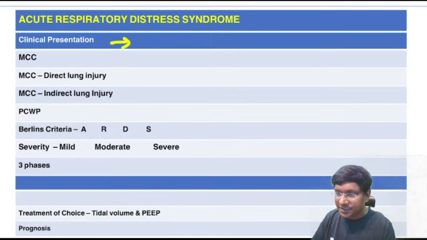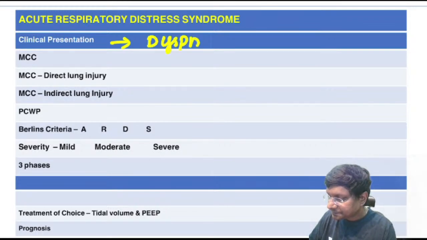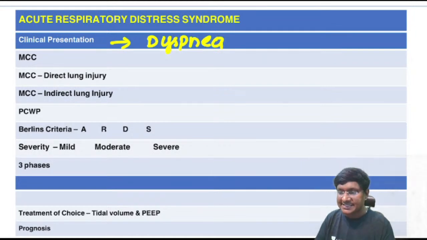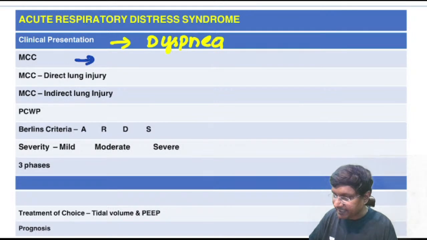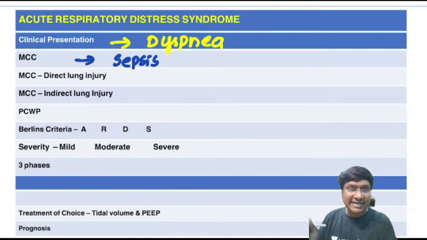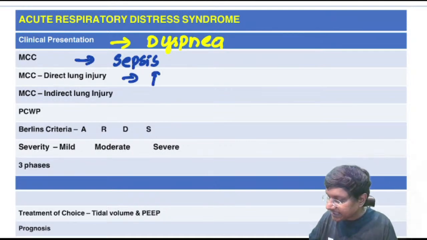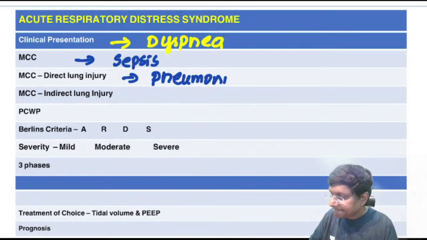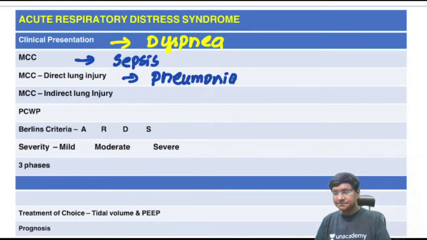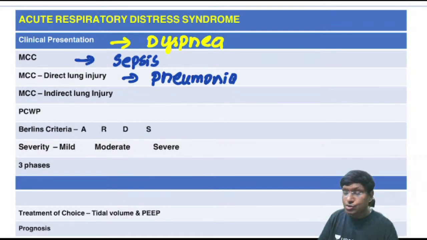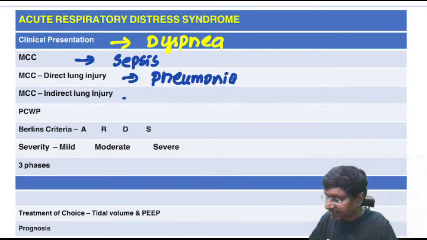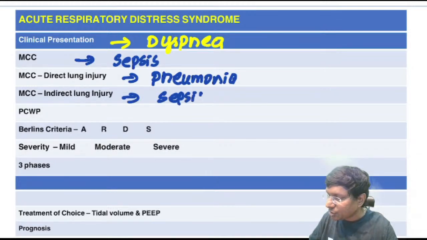The clinical presentation in acute respiratory distress syndrome will be sudden onset dyspnea. And what is the most common cause of ARDS? The most common cause of ARDS will be sepsis. And what is the most common direct lung injury causing ARDS? That will be pneumonia. And what is the most common indirect lung injury causing ARDS? That will be sepsis again. But overall, what is the most common cause? That is sepsis.